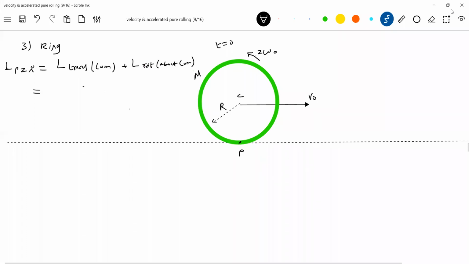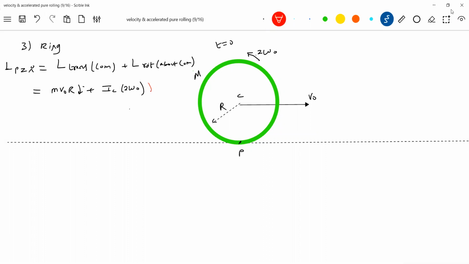Let's substitute all. Due to translative motion, it is mv naught r, about what point? About point P, about the axis passing through point P and perpendicular to the plane. This should be equal to clockwise. Then I see 2 omega naught. How is it? Anti-clockwise. This is very important. Check it now. I'll help you with arrows also.